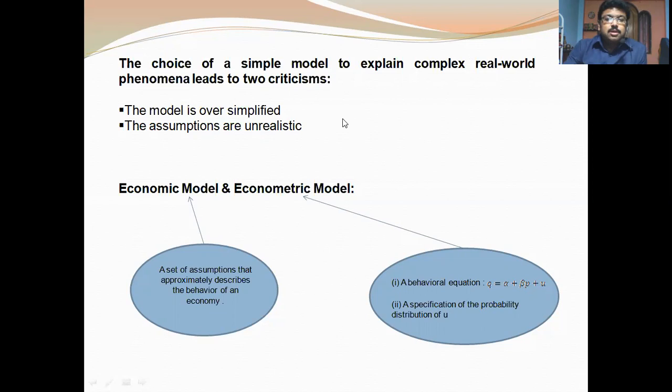Now, economic model and econometric model. An economic model is a set of assumptions that approximately describes the behavior of an economy. On the other hand, an econometric model should have the following points.